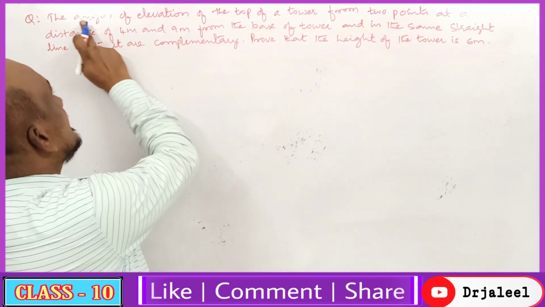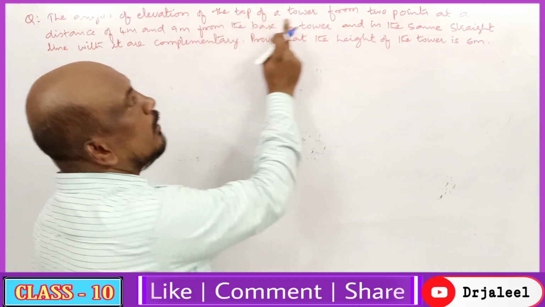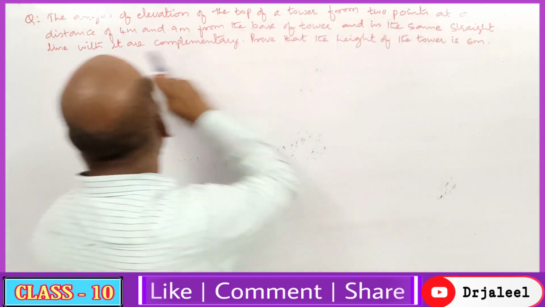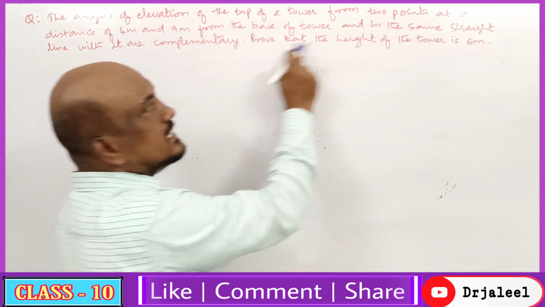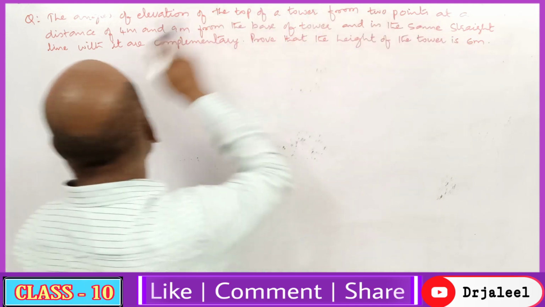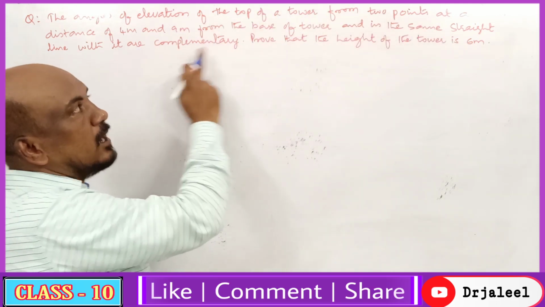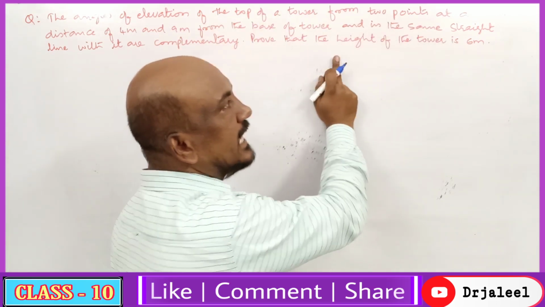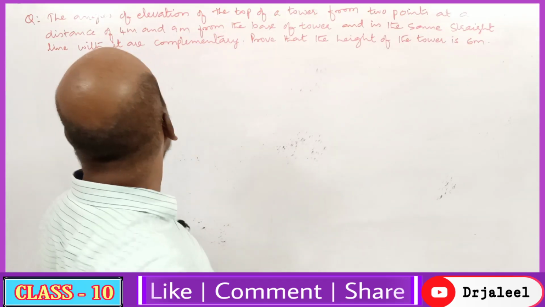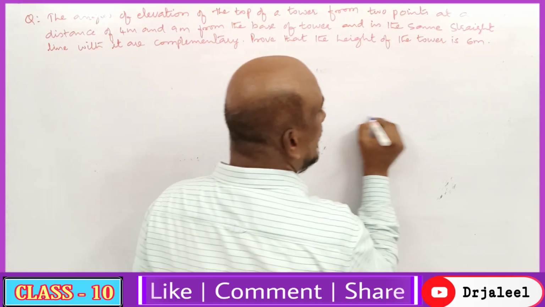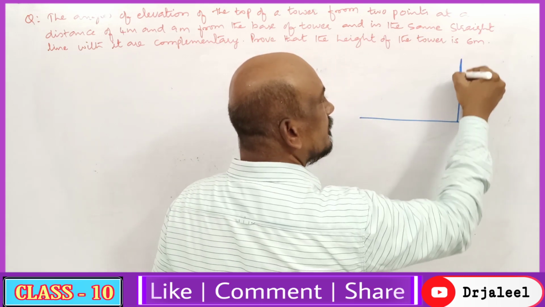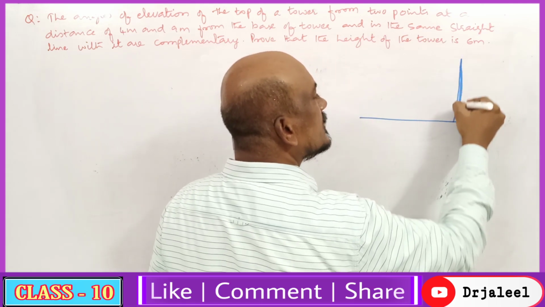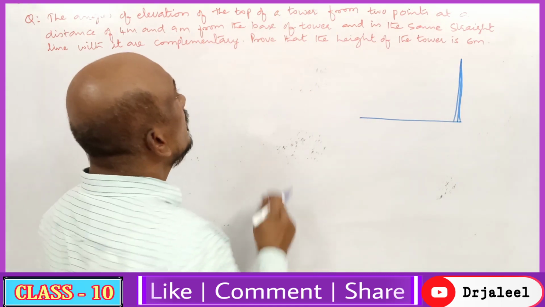And the problem, he says: the angles of elevation of the top of the tower from 2 points at a distance of 4 meters and 9 meters from the base of the tower and in the same straight line with it are complementary. Prove that the height of the tower is 6 meters. So let us take this to be the tower, right? I am taking this to be the tower.